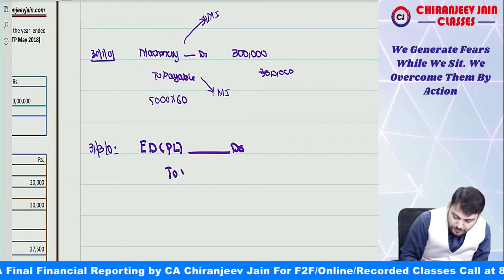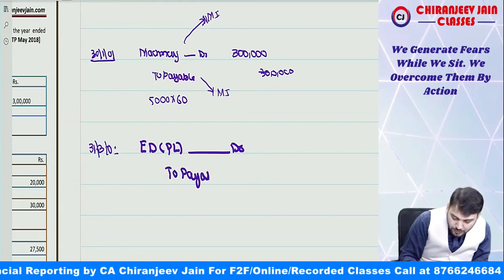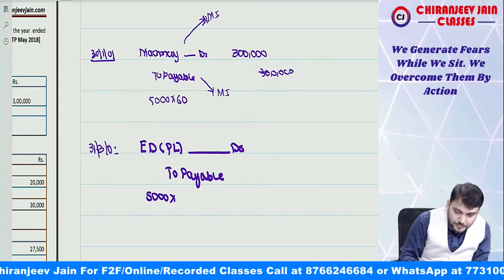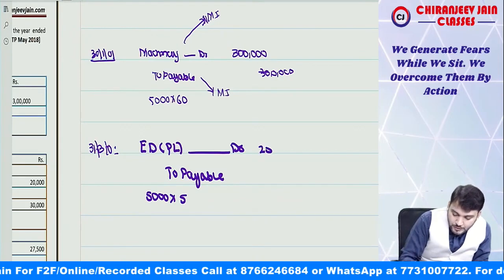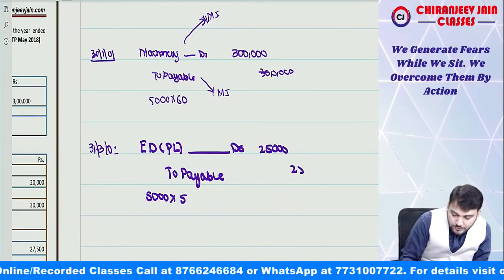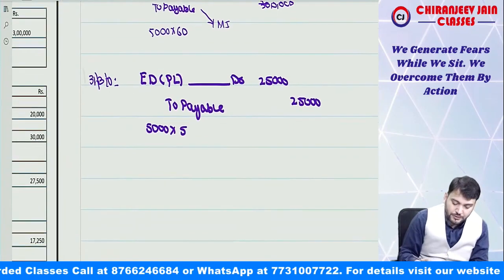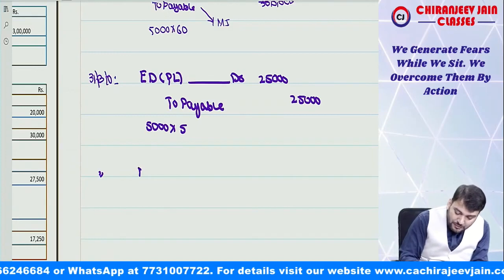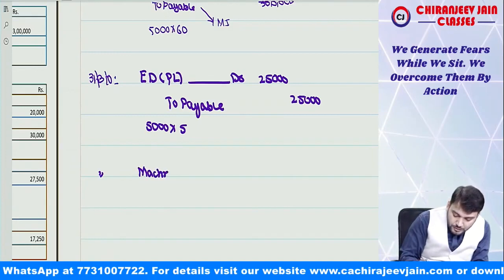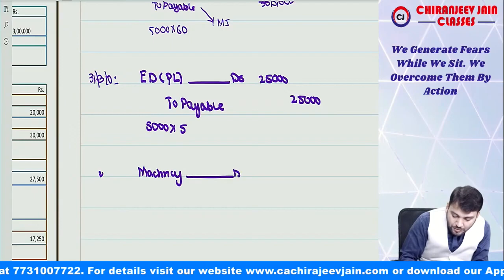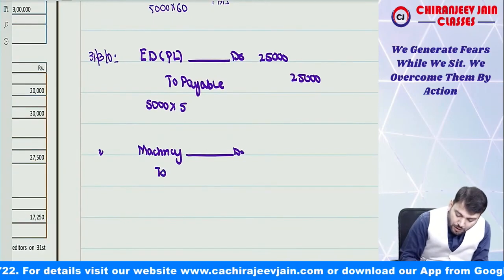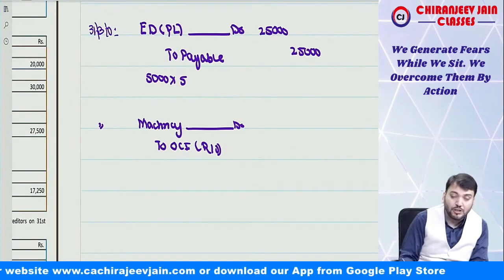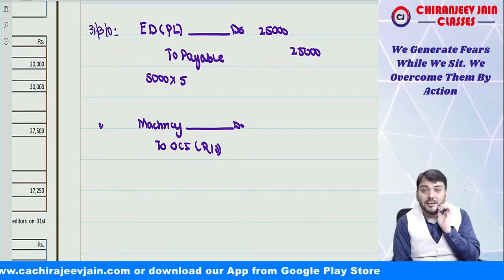account debit to payable. And this is 5,000 into 5, that is 25,000. On the same date, we will increase the machinery also. Machinery will be revalued. So machinery account debit to OCI revaluation surplus. So again we need to compare the carrying amount with the revalued amount.